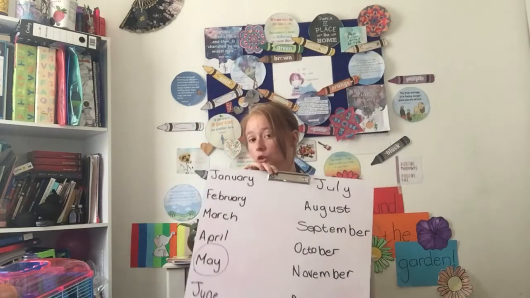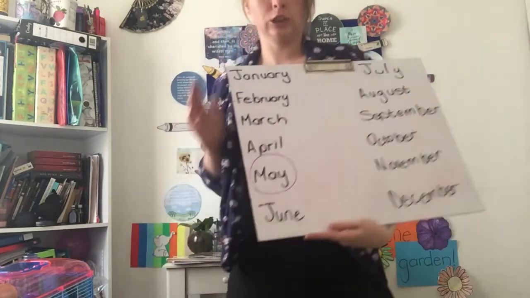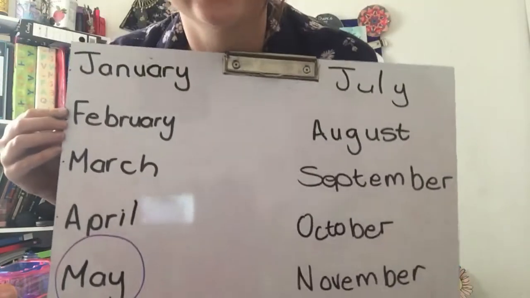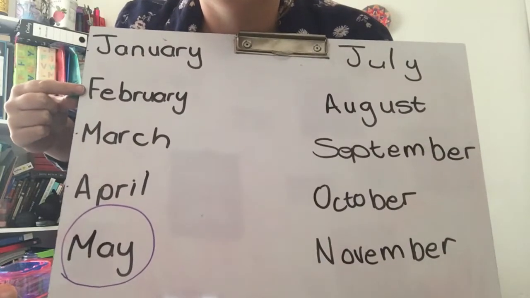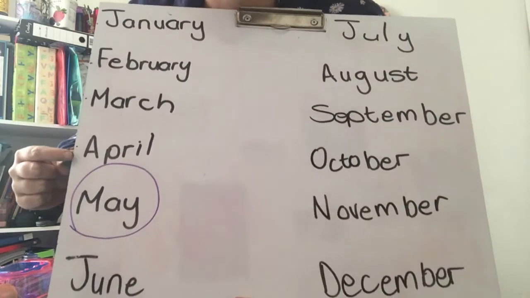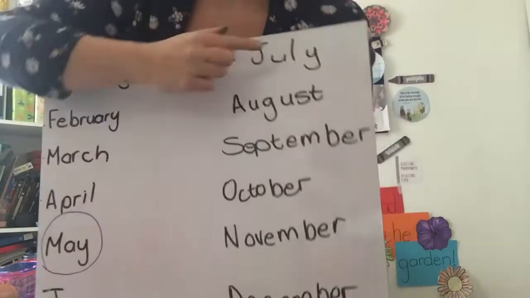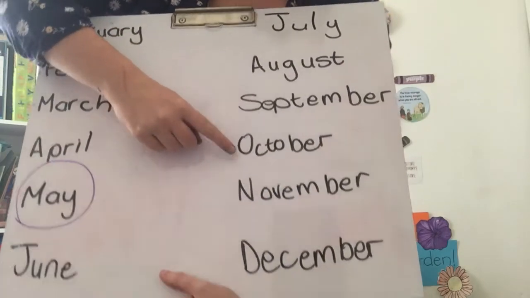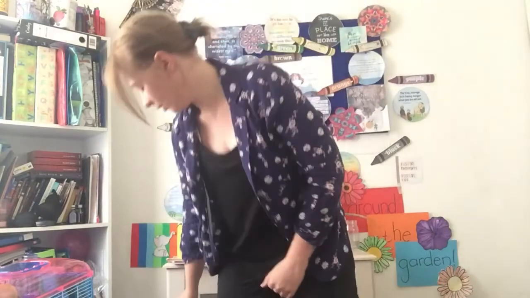So let's quickly do, I'm just going to come forward and hope that Liza doesn't run out of her cage. So we're quickly going to go through our months of the year. So we have January, February, March, April, May, June, July, August, September, October, November, and December.